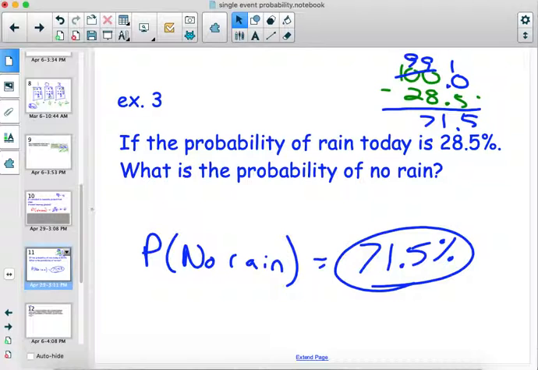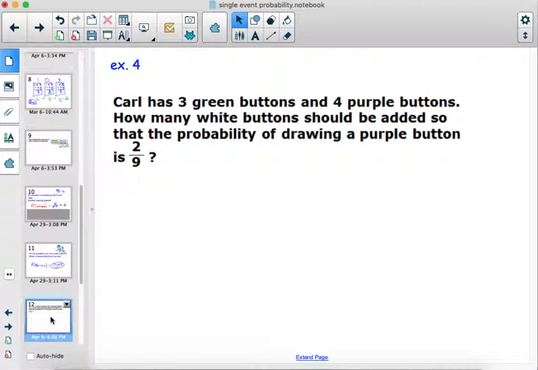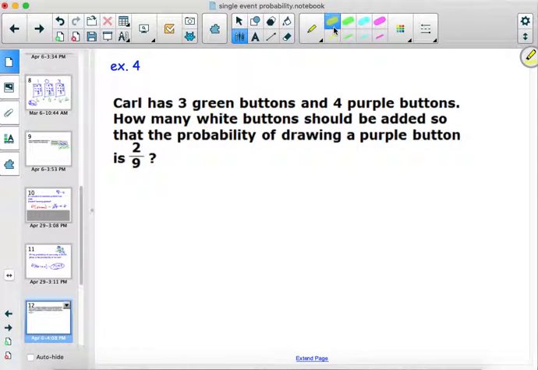There's one more example. This is the sample space one. You do not have to write this whole thing. I will show you what I want you to write. I want you to write there is 3 green, 4 purple. I want to know how many white buttons would make drawing a purple 2 nines. Just write whatever I highlighted. Just so you know, this is now my 3rd time doing this lesson. I think I had 2 kids get this one right. This is a hard question.